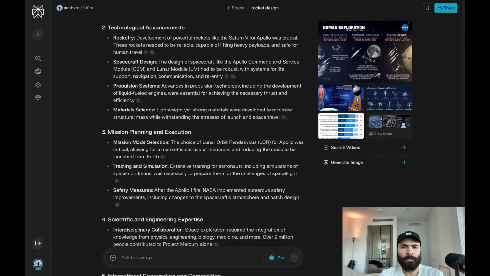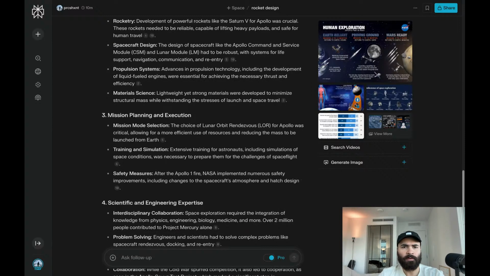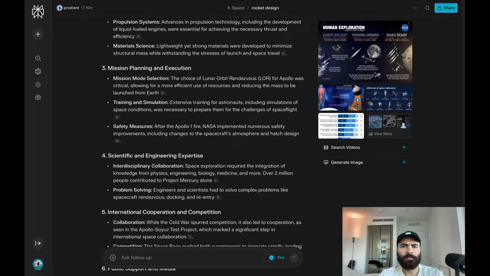Had to be robust, with systems for life support, navigation, communication, and re-entry. Advances in propulsion technology, including the development of liquid-fueled engines, were essential for achieving the necessary thrust and efficiency. Lightweight yet strong materials were developed to minimize structural mass while withstanding the stresses of launch and space travel.